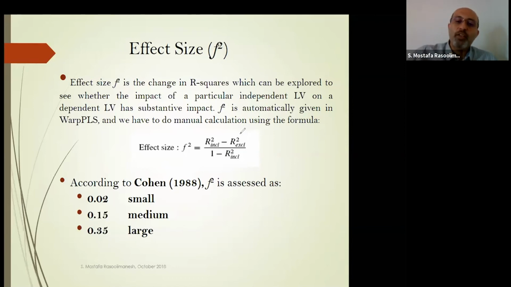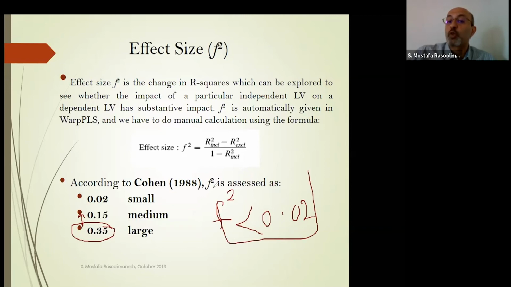The effect is large if the value of f square is higher than 0.35. Between 0.15 and 0.35 is medium or moderate. Between 0.02 and 0.15 is small. And f square lower than 0.02 is not acceptable.